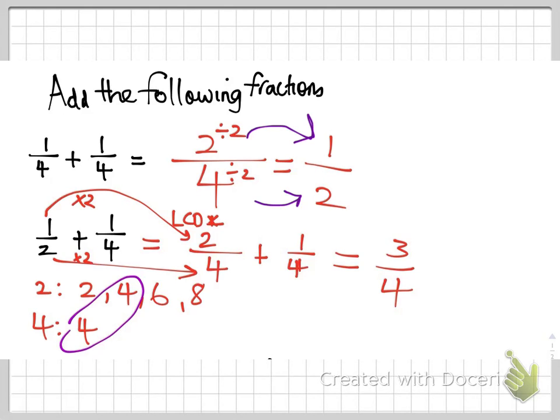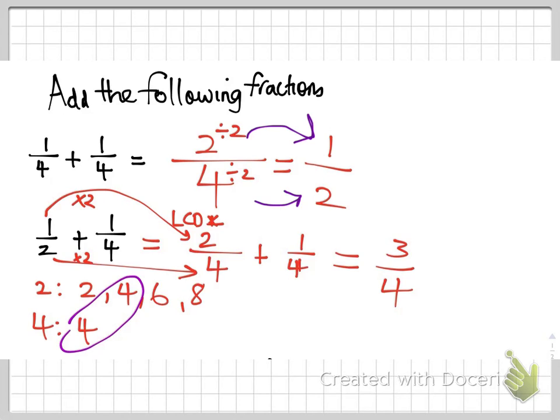Okay, let's look at the next question. Next one is half plus a quarter. This is a bit trickier because I've got different denominators. You see, I've got a 2 and a 4. Now I need to get a common denominator. So looking at the multiples of 2, I'm going to get 2, 4, 6 and 8. Looking at the multiples of 4, I'm going to get 4, 8, 12, 16, etc. But I don't have to go so far because I can see that 4 is the lowest common multiple, and that's why I've got the purple ring around it.